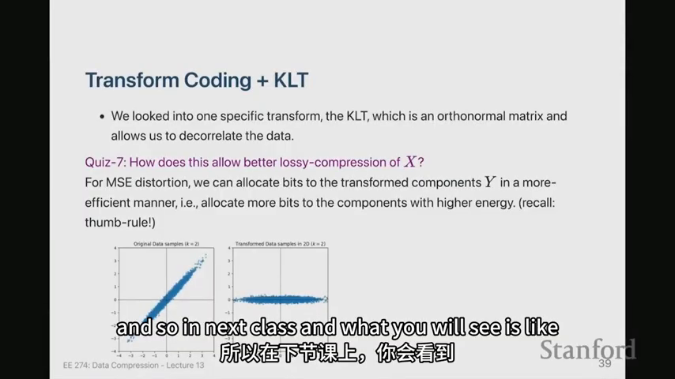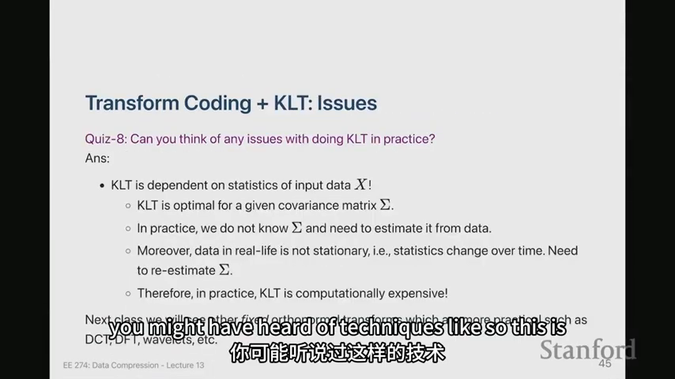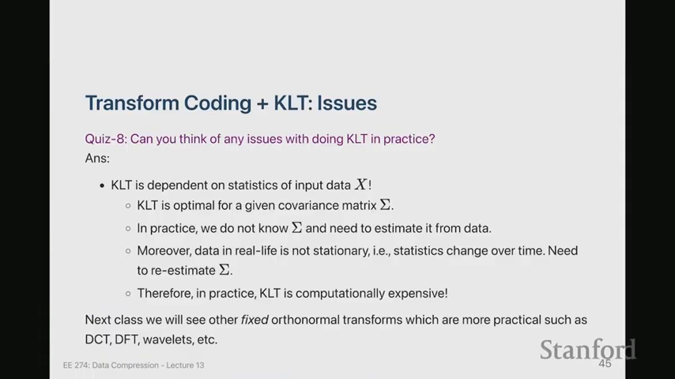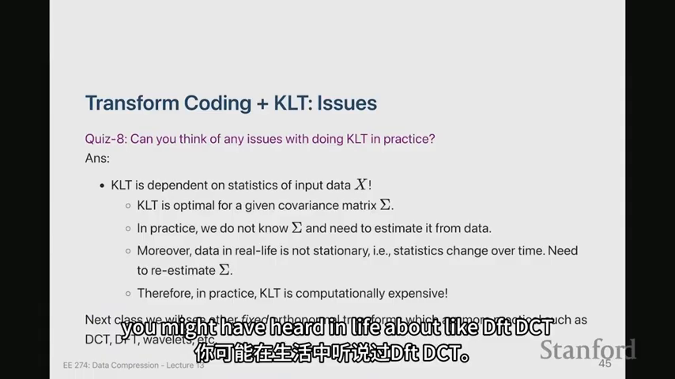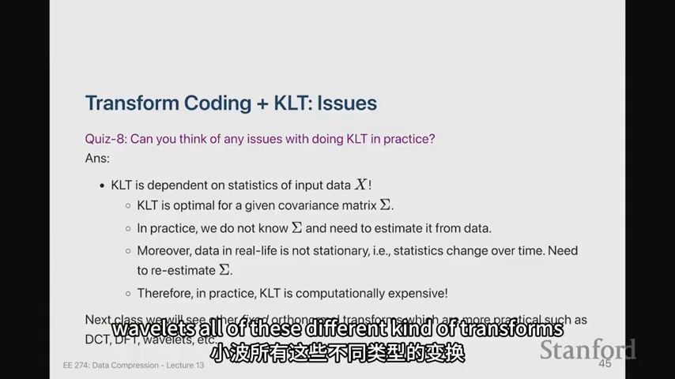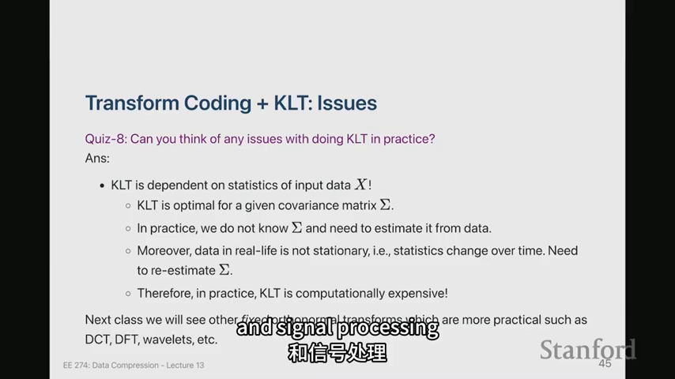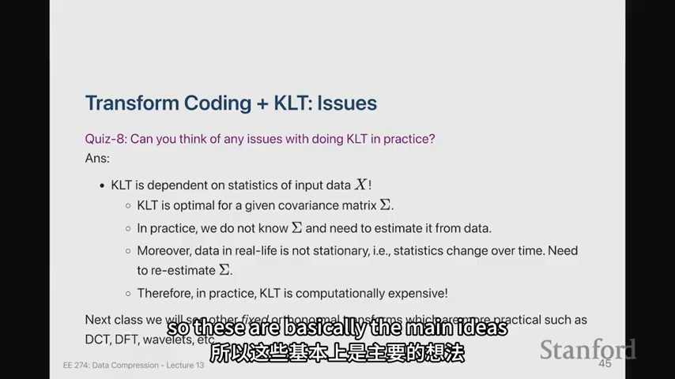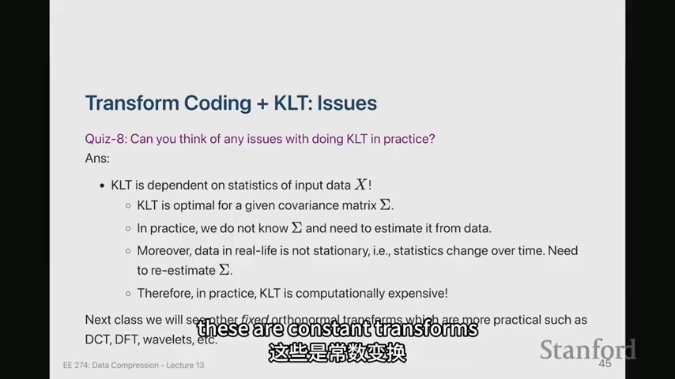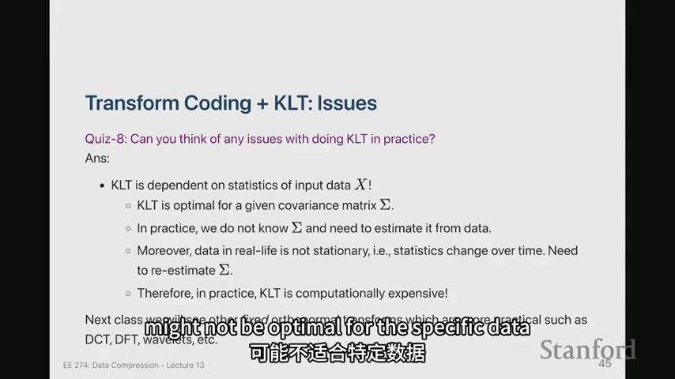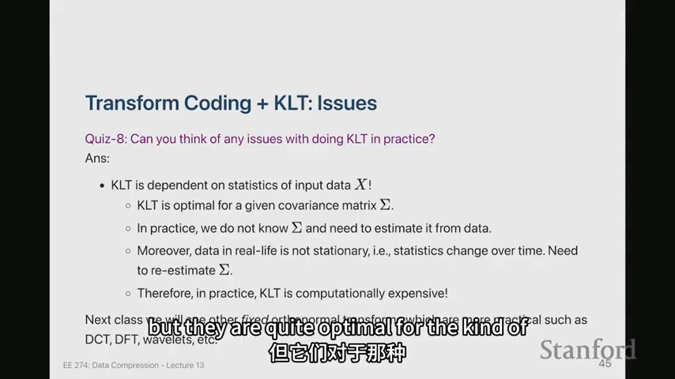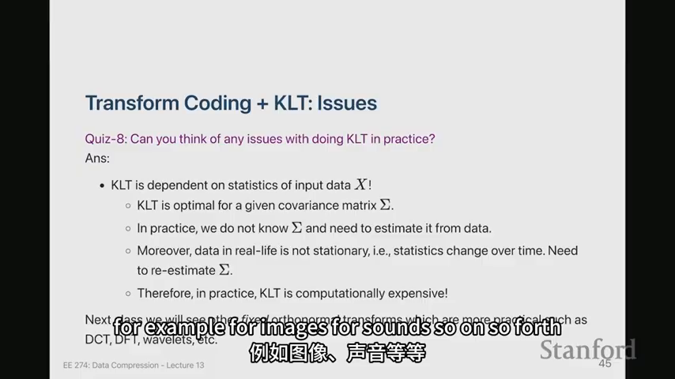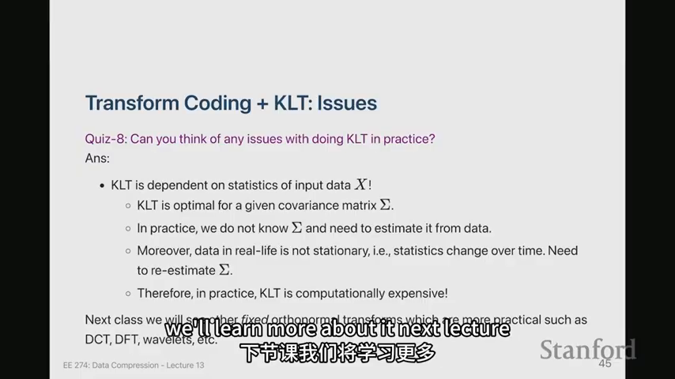And so in the next class, this is just a summarized answer, but you might have heard in life about techniques like DFT, DCT, wavelets, all of these different kinds of transforms in signal processing. Next class we'll see some of them and how that applies. These are constant transforms, and they might not be optimal for the specific data, but they are quite optimal for the kind of signals and distributions we see in practice, for example, for images, for sounds, and so forth. We'll learn more about it next lecture. Thanks.